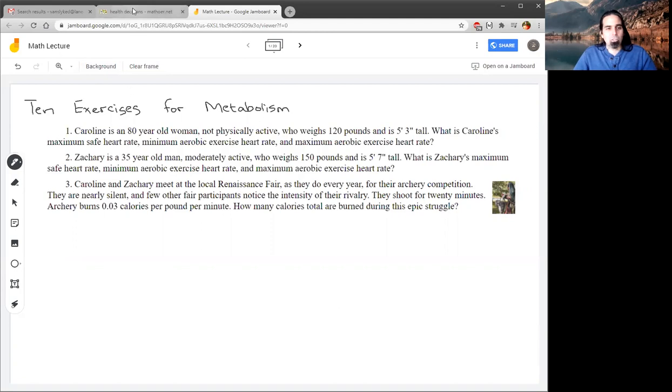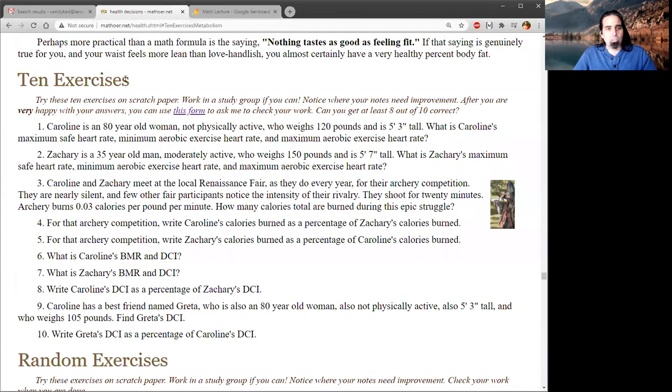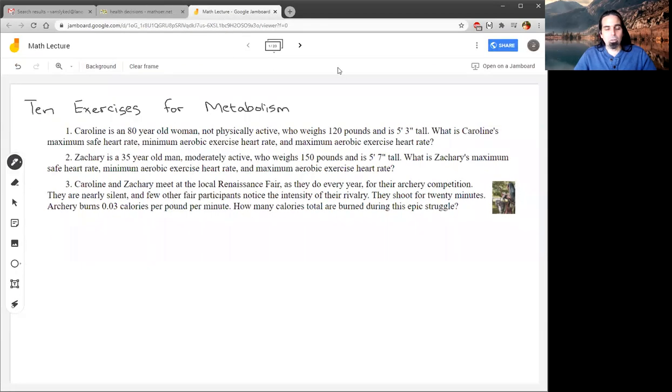We're starting with questions on homework in the 10 exercises for metabolism. The question is on number 3, but we need some numbers from the first 2. So on the whiteboard, we've put all 3 problems. What numbers do we need from the first 2 problems to do the third one? Because the third one has no number in it except for this 0.3 calories per pound per minute.